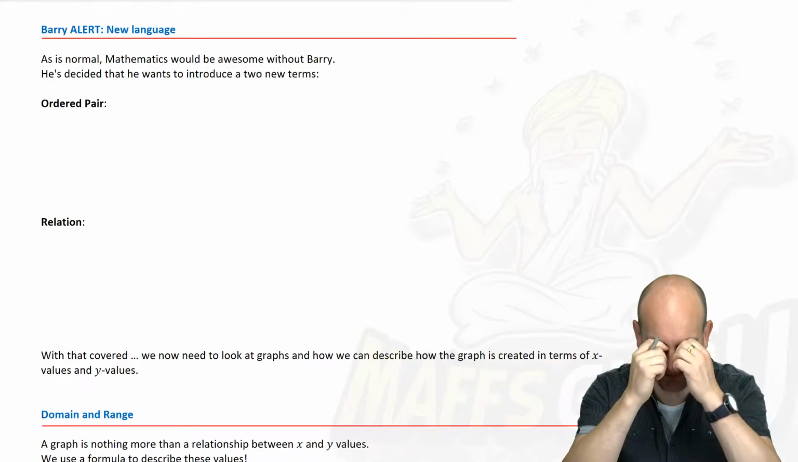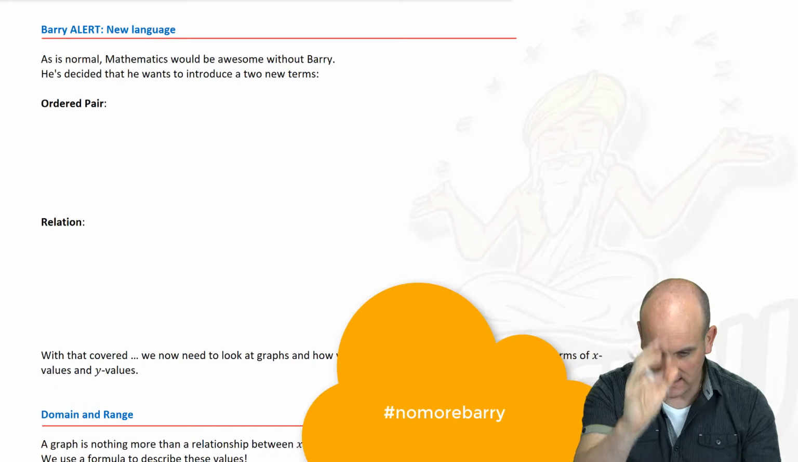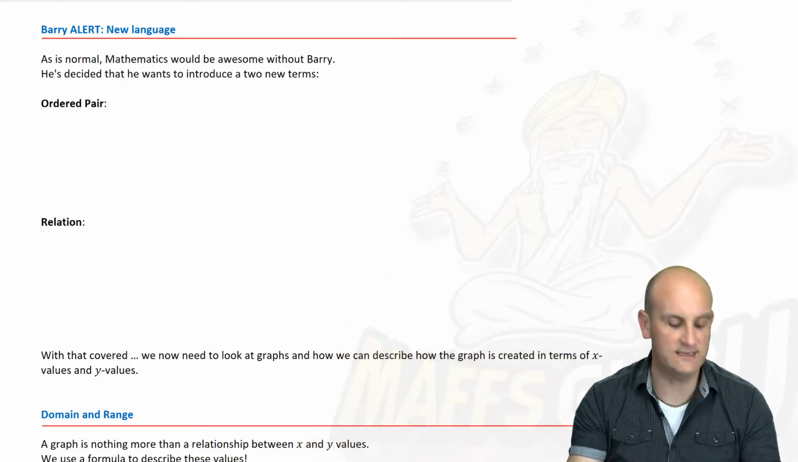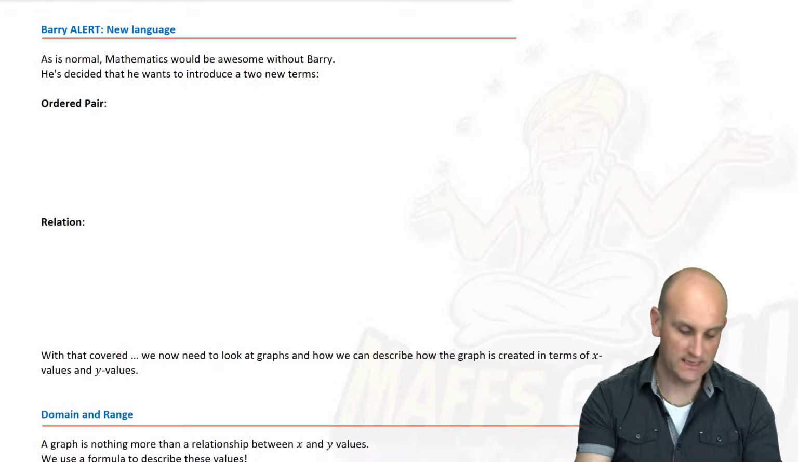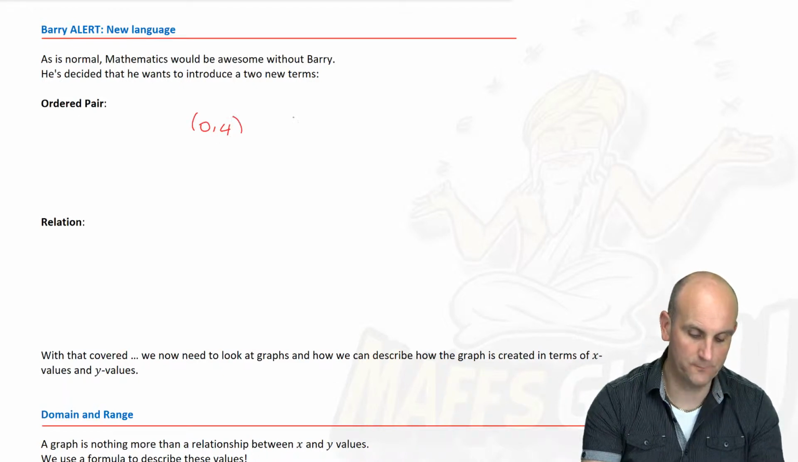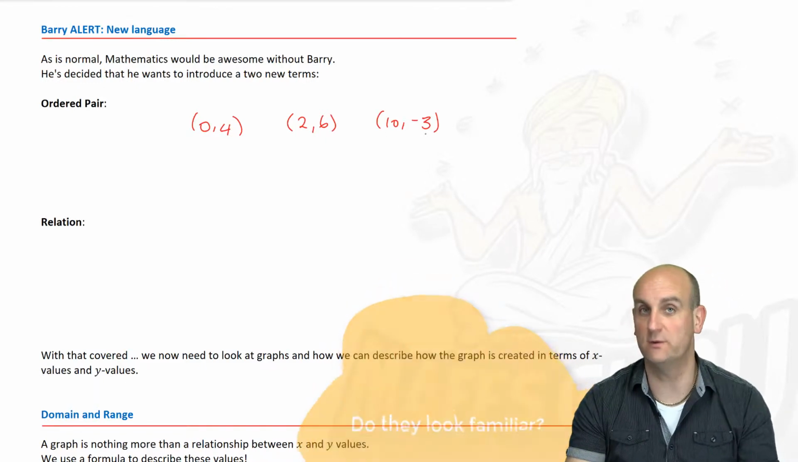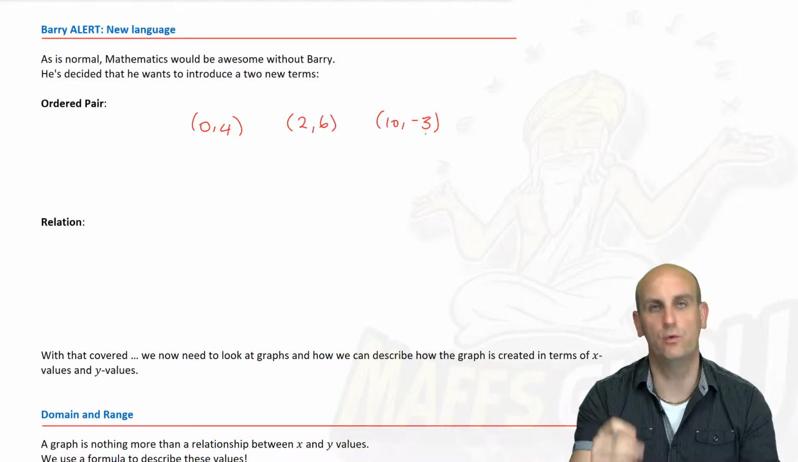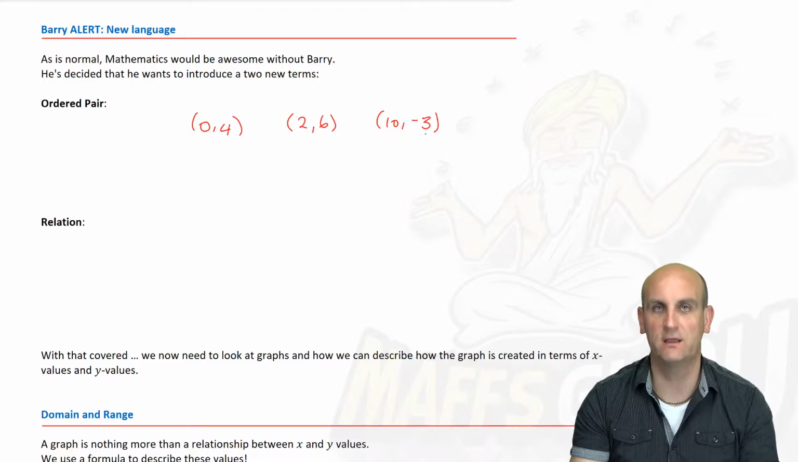And once again, Barry, why do you do this to Australia? Why do you do this to the world? What is your thought process in creating random words? Ordered pair. What's an ordered pair? Here's an ordered pair. 0, 4, 2, 6, 10 minus 3. An ordered pair is otherwise known as, oh yes, a coordinate. Why couldn't we just keep it as a coordinate, Barry? Why did we have to call it an ordered pair? I'm sure there's a reason in your head, but yep, half of Australia are like, whatever.